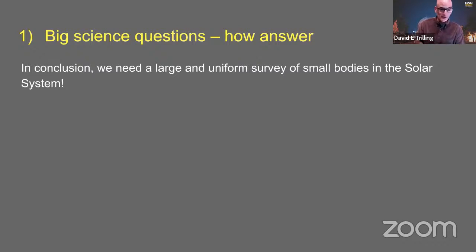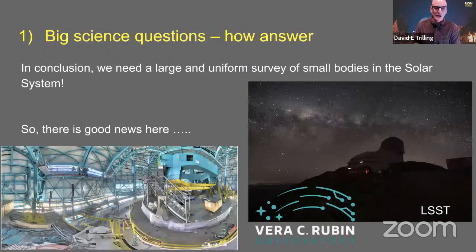So in conclusion, I hope I've convinced you that we need a large and uniform survey of small bodies in the solar system to answer these big science questions. And there's good news, which is that somebody is building one of those for us. And so this is the LSST, which I'm going to talk about now on the next slide. On the right side is an image, obviously a nighttime image, and the daytime, and the left side here is an inside-the-dome image from a little while ago. I'll show you some current pictures in a moment.